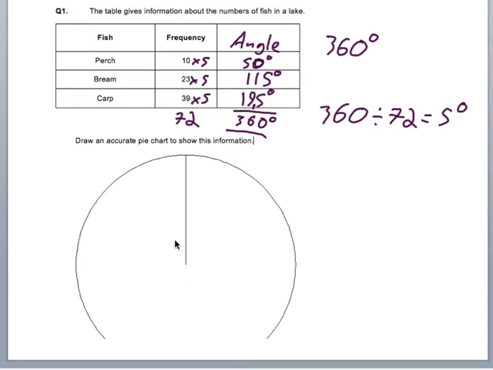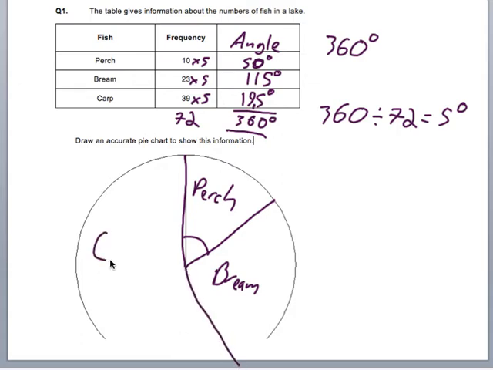Now I haven't quite worked out how to draw angles on this particular piece of equipment yet. So for an angle, you would start at this line here and measure out 50 degrees, and you would always make sure that you label your sectors as well. So that would be perch, bream is going to be 115 degrees, and you would label it bream, and then you would label your carp sector as well.